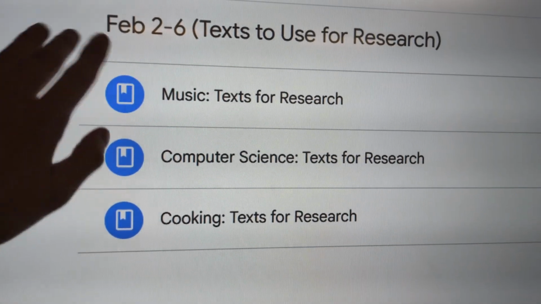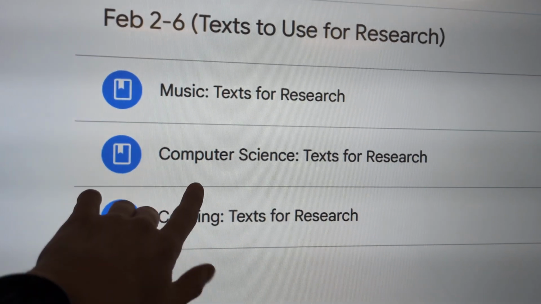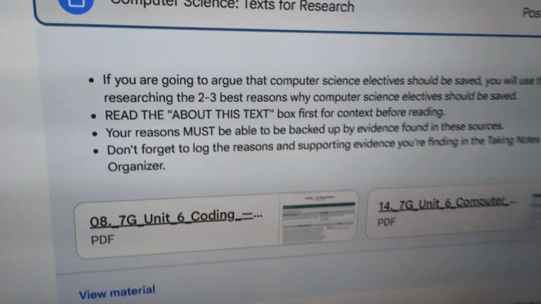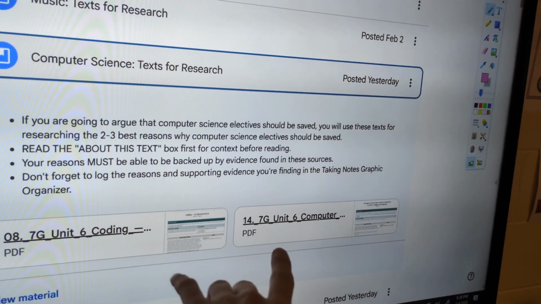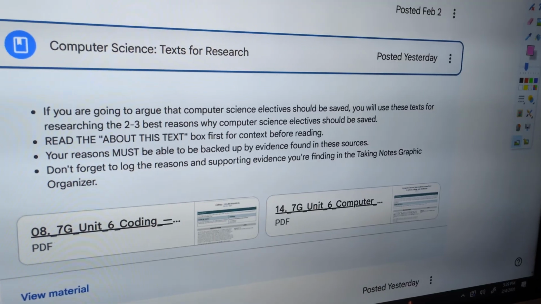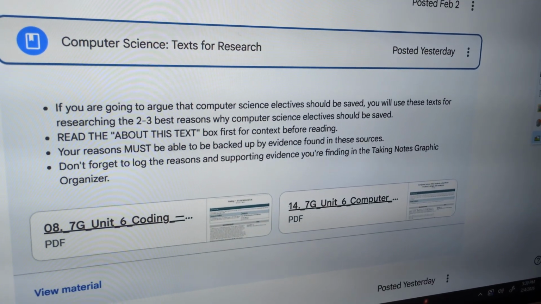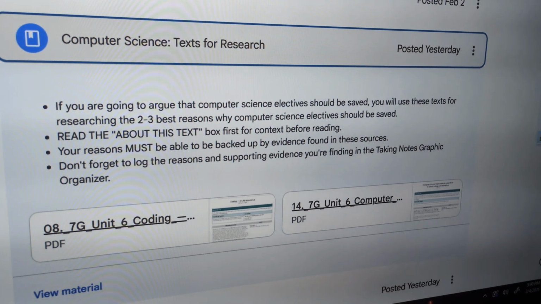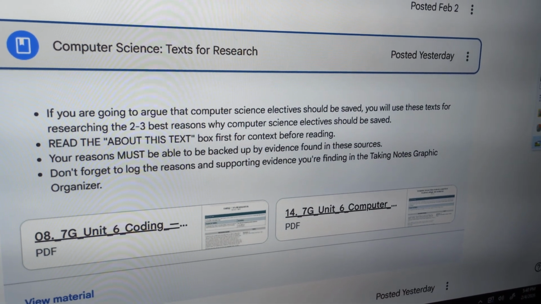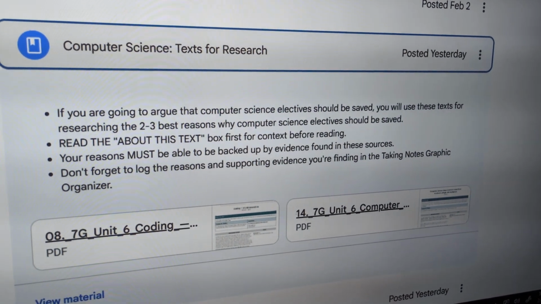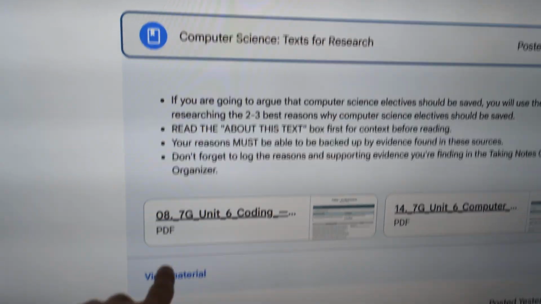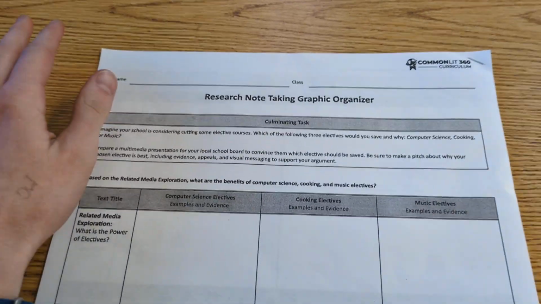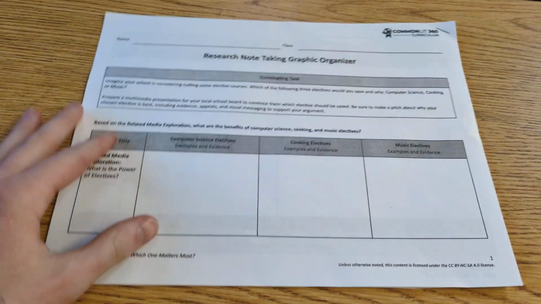Say they were going to argue that computer science should be the one class saved if the other ones go away. I put here 2 digital copies of the text that they were to look for and take notes on when it comes to researching and finding reasons and finding evidence to back up those reasons to support the idea that computer science should be saved more than music, cooking, or any other elective. For the majority of the lesson, this is what they use to take their notes in.